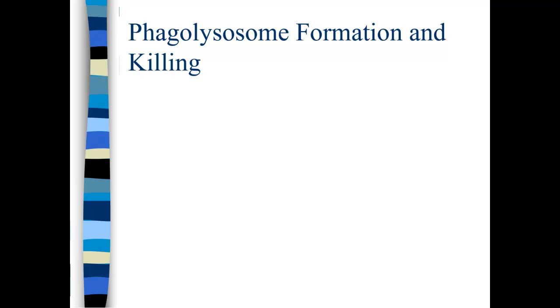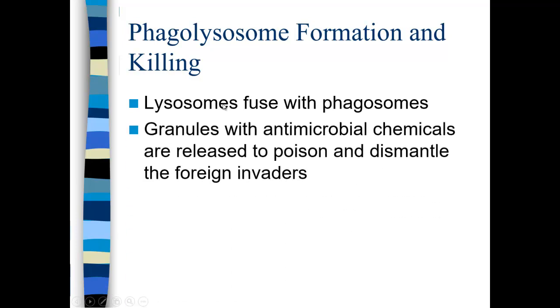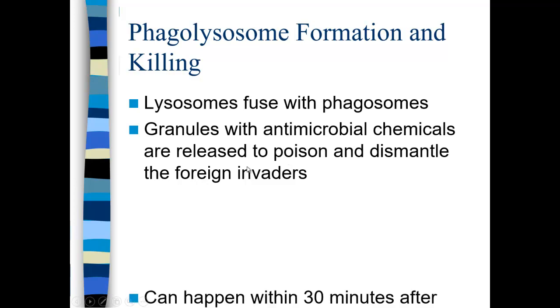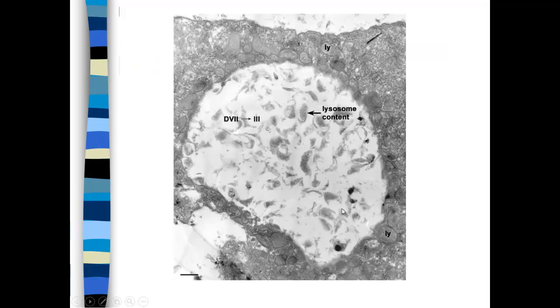Okay, then after the phagosome forms, lysosomes are recruited to lyse the bacteria. And so the lysosomes fuse with the phagosomes, and that causes phagolysosome formation. So the lysosomes fuse with the phagosomes, like I said before, and then granules with antimicrobial chemicals are released, and these poison and dismantle the foreign invaders. Okay. This can happen within 30 minutes after contacting the bacteria, so killing starts very, very quickly after contact.